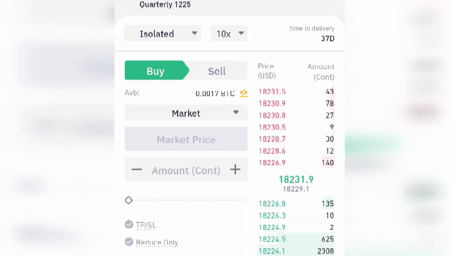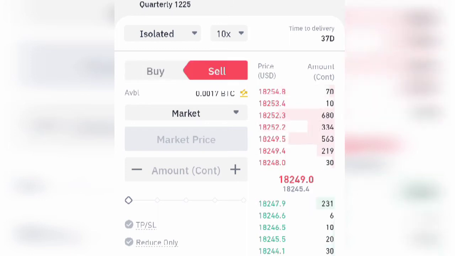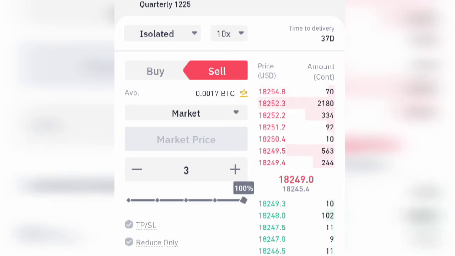Now in trading futures, buy means you're longing a trade. Sell means you're shorting. Buy means you're predicting that the coin will go up. Sell means you're predicting that the coin will go down. So in this case, let's just say we're predicting that the coin will drop to like 17,900, because right now it's at 18,249. So we go to sell, and then we select the quantity there we are.